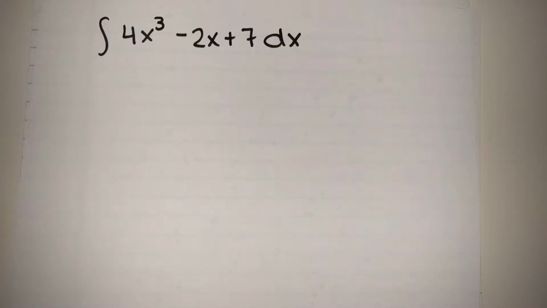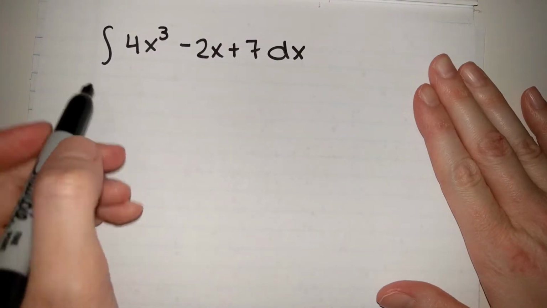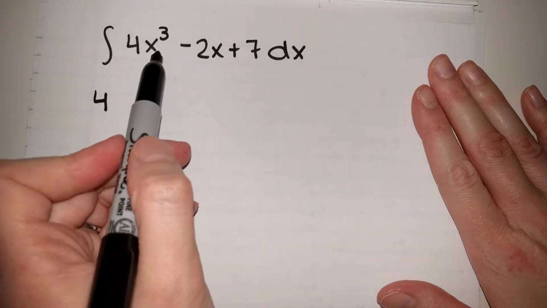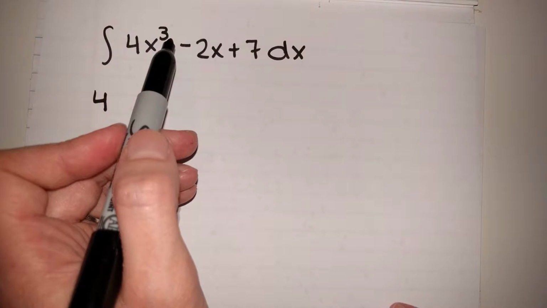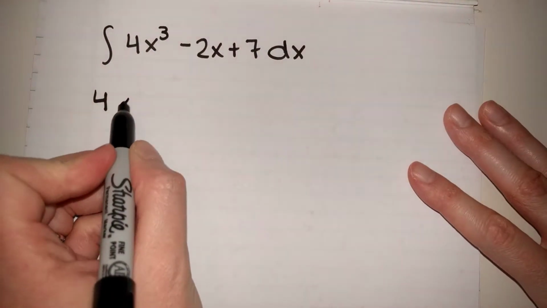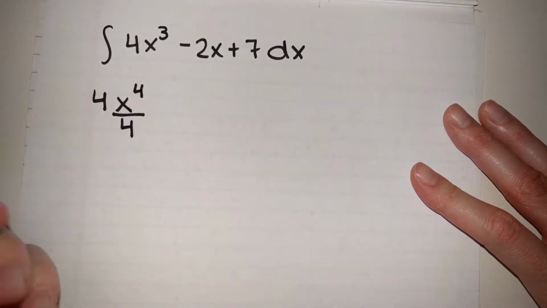So to integrate this, we are going to integrate term by term, just like we differentiate term by term. So the 4, because it's a constant coefficient, will tag along. So we'll have 4, and then we're applying our power rule to the x to the third. So remember, for antiderivatives, we add. So we are going to add 1 to the exponent and then divide by the new exponent.